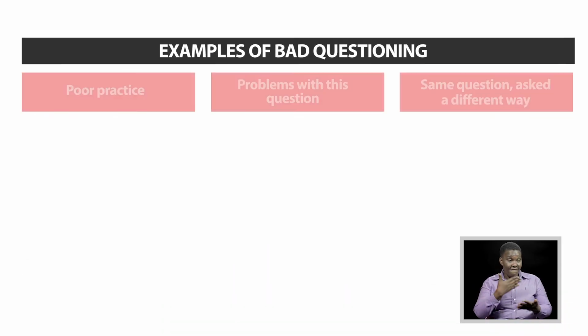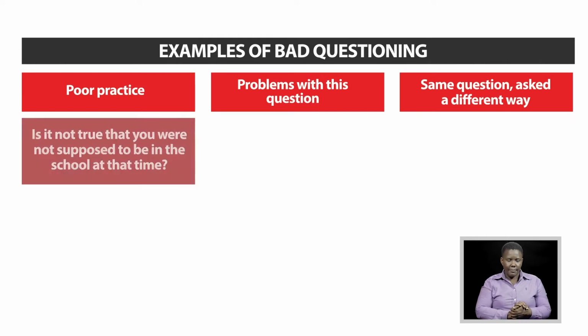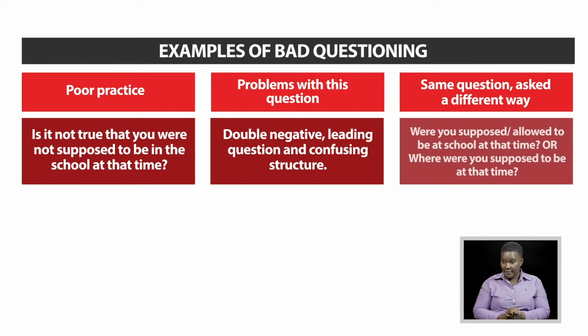Here are some examples of bad questioning. Poor practice would be to ask a question such as: Is it not true that you were not supposed to be in the school at that time? The problem with this question is that it is a double negative, it is a leading question, and has a confusing structure. The same question asked a different way would be, were you supposed to be at the school at that time? Or, where were you supposed to be at that time?